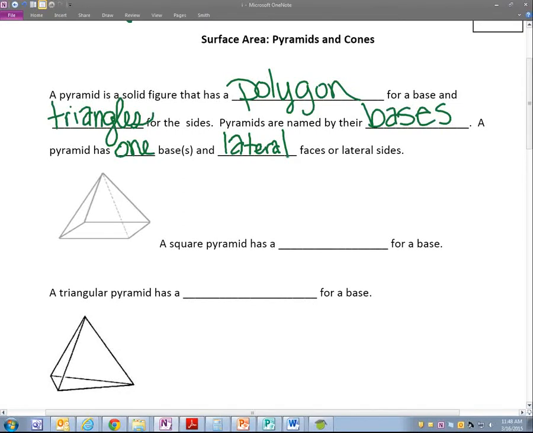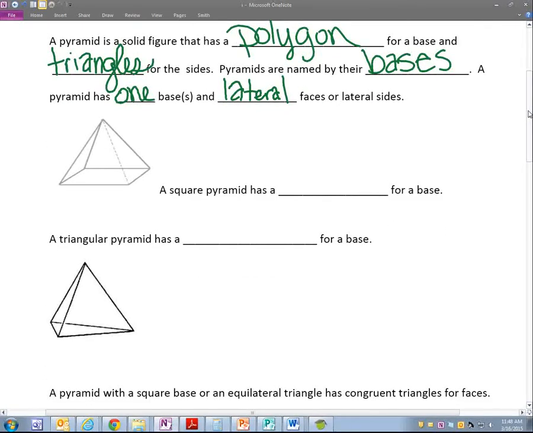A square pyramid has a what for a base, if pyramids are named all about their base? A square. Anthony, please be quiet. It's a square base. So just imagine that the blank part here that I don't have would be its base. See how it's a square?